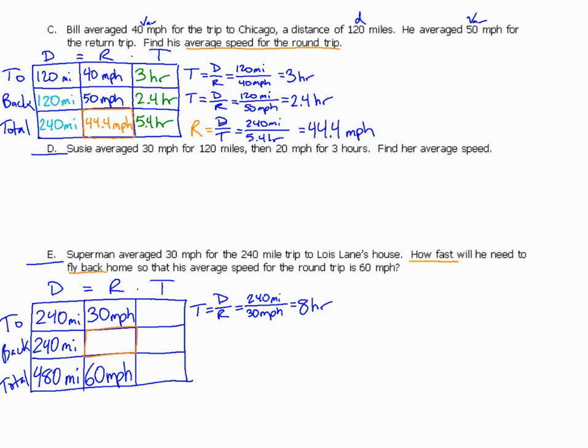Hopefully you didn't put this in your calculator. You could really do it without. So let's cancel miles. If you were to drop the zeros, you have 24 divided by 3, and that's 8. So let's write that in here. We have 8 hours flight time.